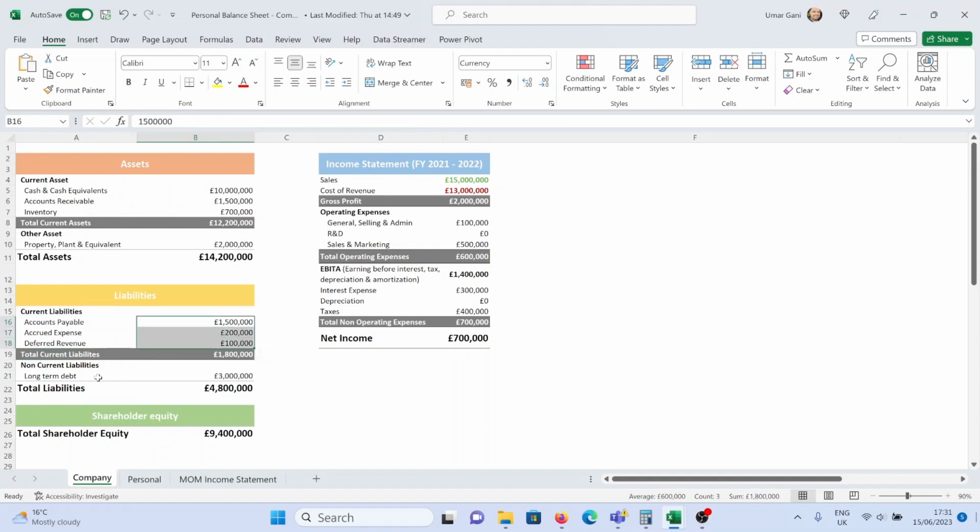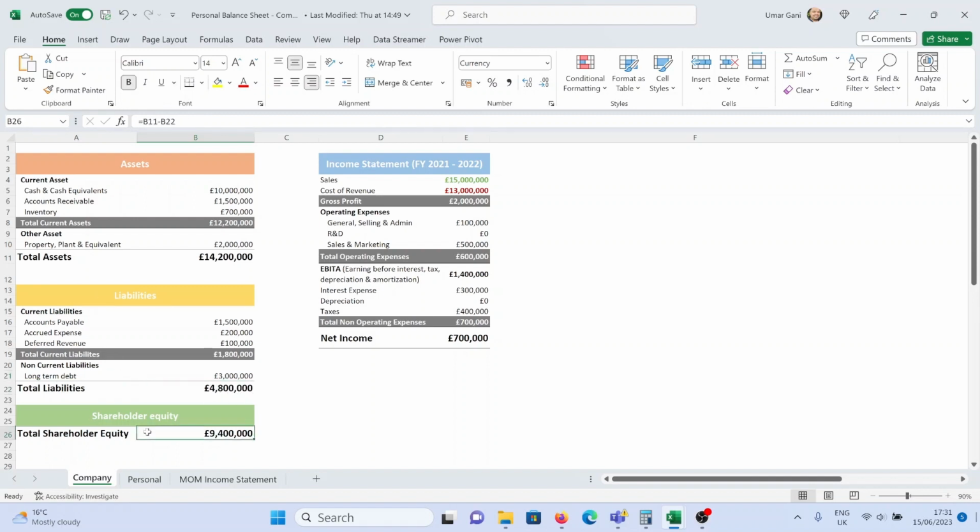Non-current liabilities are your long-term debt, which is more like a long-term loan which you've got for the company. That is considered non-current liabilities, with a total value of 3 million for this company. Your total liability is 4.8 million.